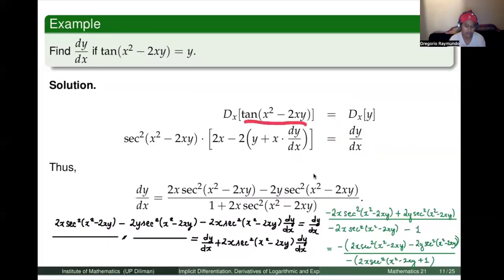How about sa left-hand side? Sa left-hand side, ito medyo challenging. So, meron kang tangent, tapos may function ka sa loob. So, kunin mo muna yung derivative ng labas. Ano ba derivative ng nasa labas?